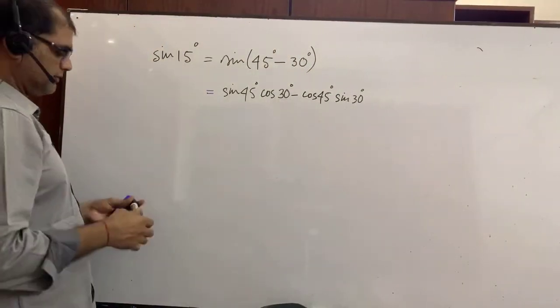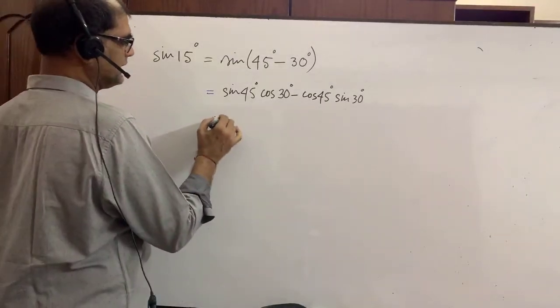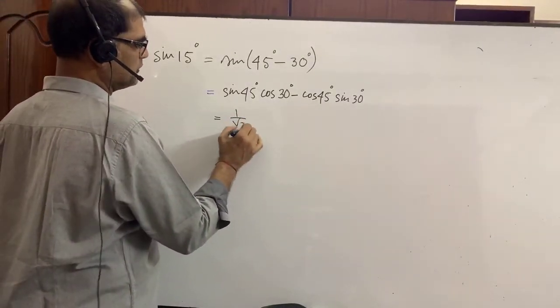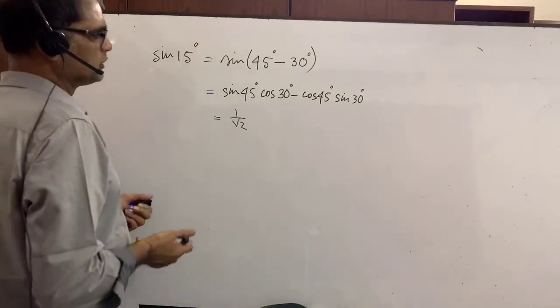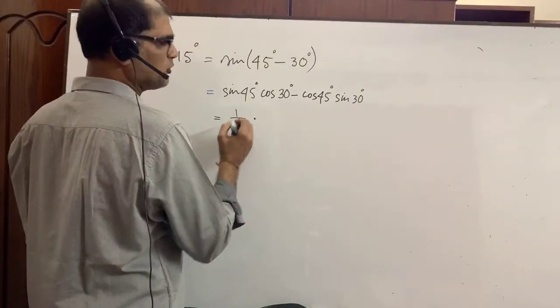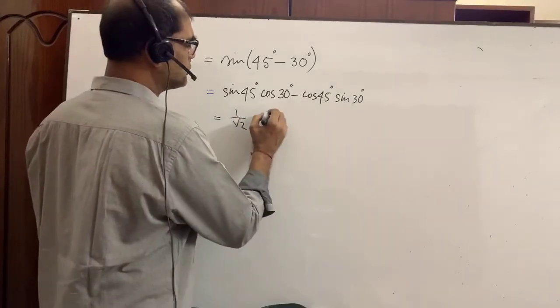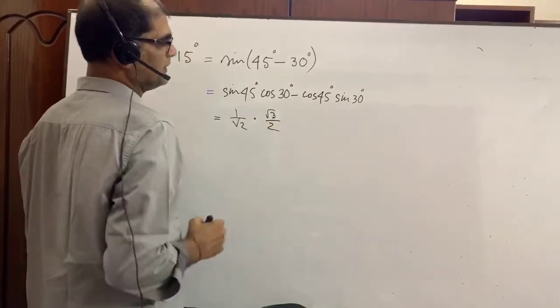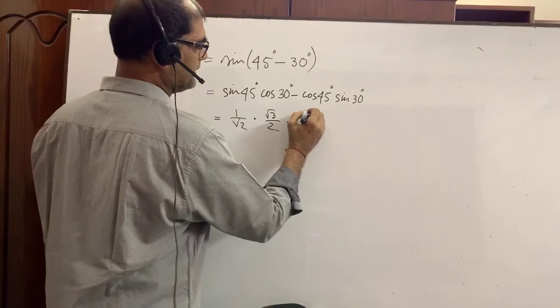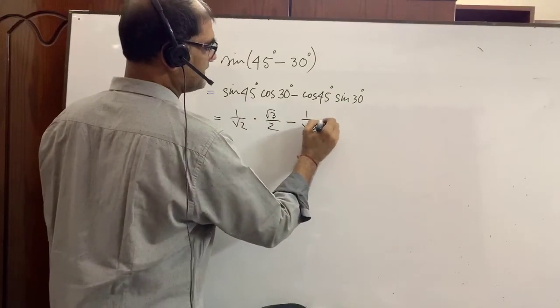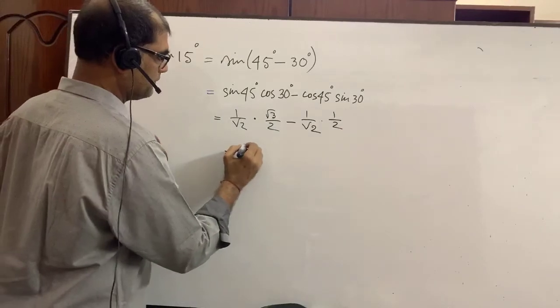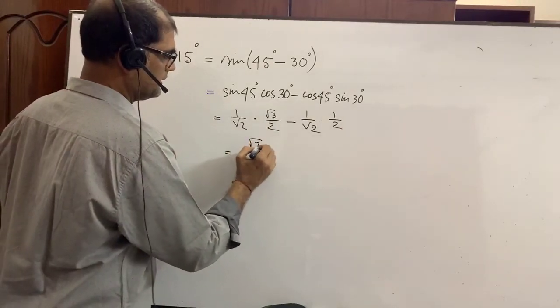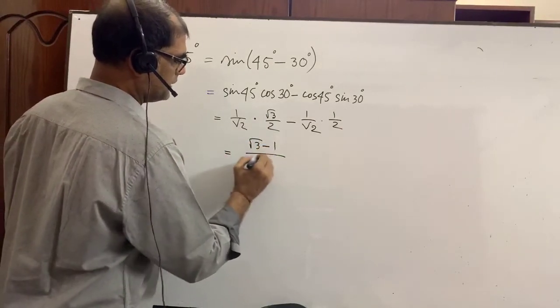Now it's really very easy to do. Sin 45 degree equals what? 1 by root over 2. Cos 30 degree equals root 3 by 2, right? Again cos 45 degree is 1 by root 2, and sin 30 degree is half. Now we get root 3 minus 1 by 2 root 2.